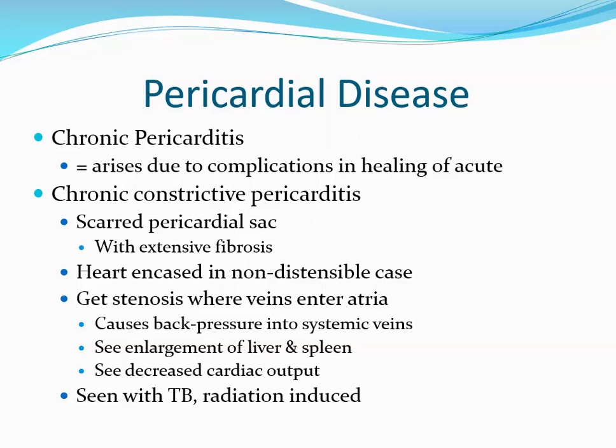You can also see stenosis where the veins enter into the atria. This can cause an increase in back pressure to the systemic veins, resulting in an enlargement of the liver and the spleen, and this can also result in a decrease in cardiac output. Chronic constrictive pericarditis is often seen along with tuberculosis. It can also be radiation-induced, especially in people receiving radiation therapy for Hodgkin's lymphoma or breast cancer.